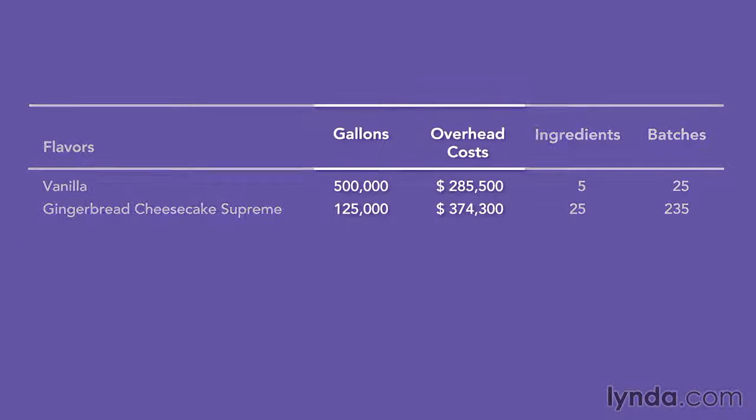For example, more gallons of vanilla, 500,000, are produced than any other flavor, and yet the amount of manufacturing overhead costs created by the production of vanilla is just $285,500. That's substantially less than the $374,300 in overhead associated with gingerbread cheesecake supreme. The high overhead cost of gingerbread cheesecake supreme is a function of the large number of ingredients, 25, and the extremely large number of batches, 235.